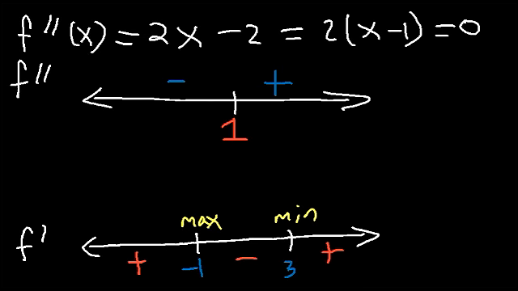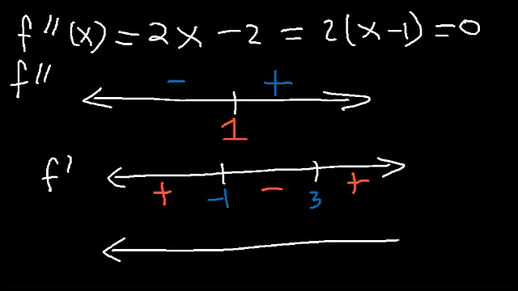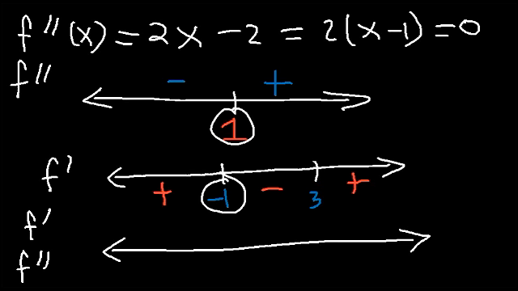So what we need to do at this point is combine the two number lines into a single number line. So let's go ahead and do that. On top, I'm going to put the signs for the first derivative, and on the bottom, the signs for the second derivative. So the points of interest are -1, 1, and 3.